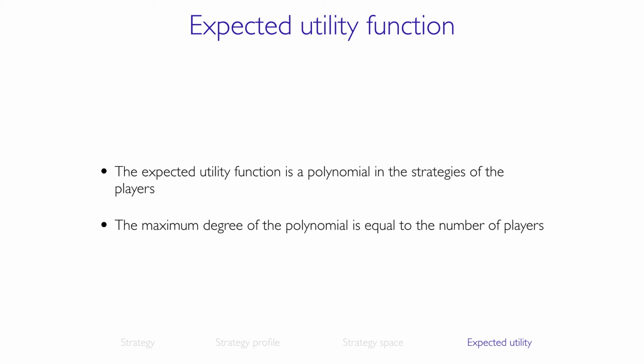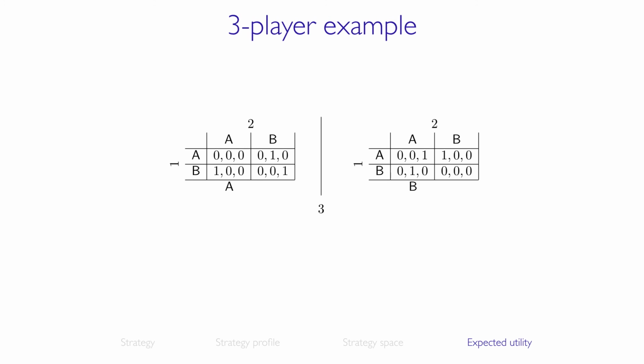When we consider the strategies of the players as variables, the expected utility function is a function whose arguments are the strategies themselves. Such a function is a polynomial in the strategies of the players, whose maximum degree is equal to the number of players. To conclude, we report an example with 3 players.